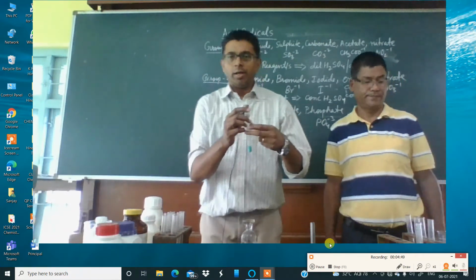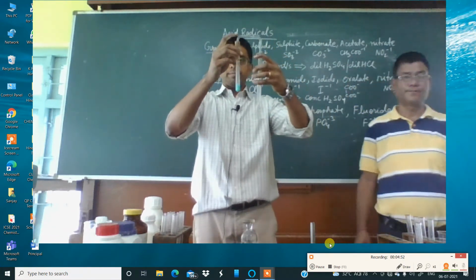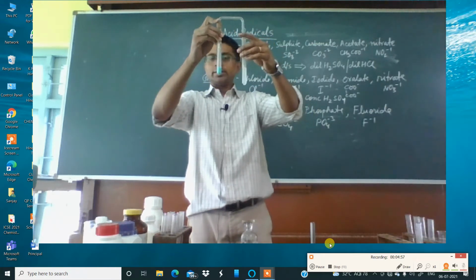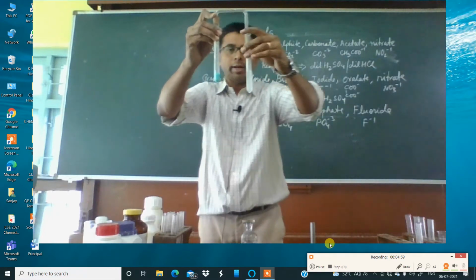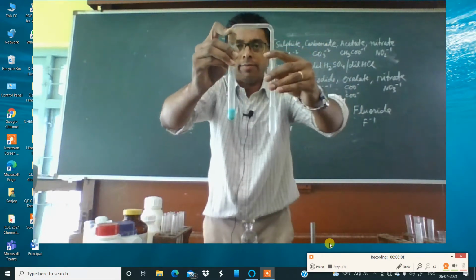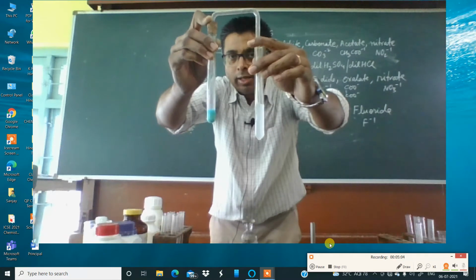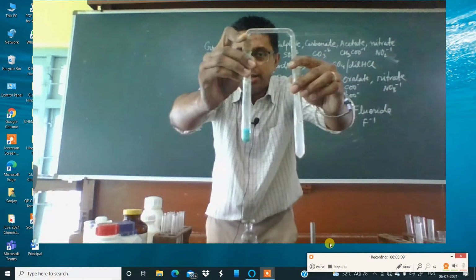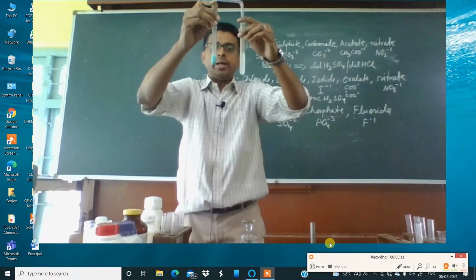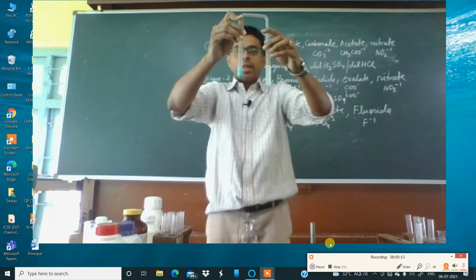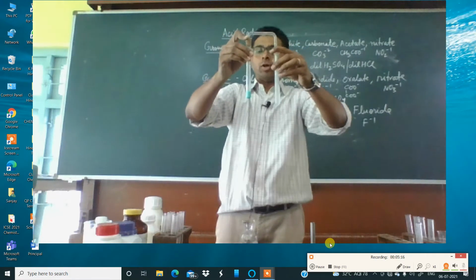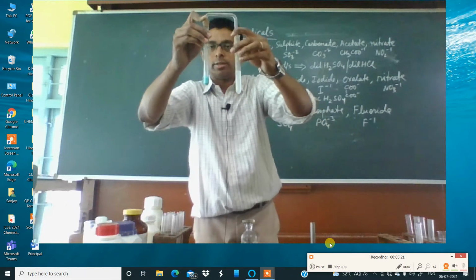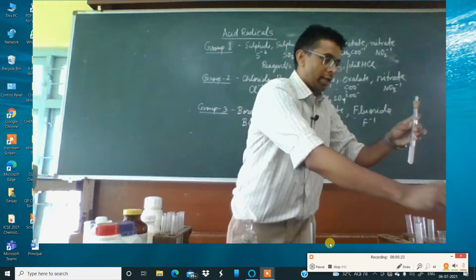Now I passed the carbon dioxide gas through lime water, and after some time you can see the lime water, which was colorless in the beginning, has turned milky. So when carbon dioxide gas coming out from the basic copper carbonate salt is passed through lime water, the lime water turns milky. Now this is done.